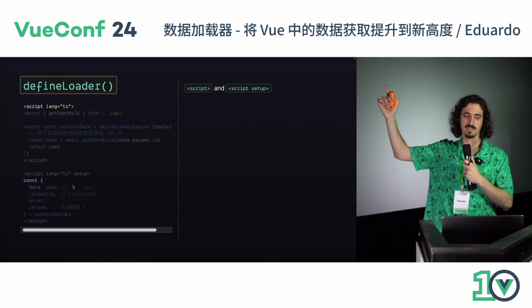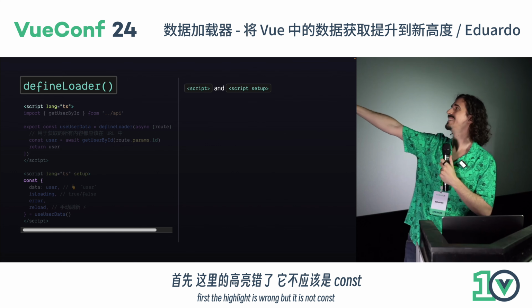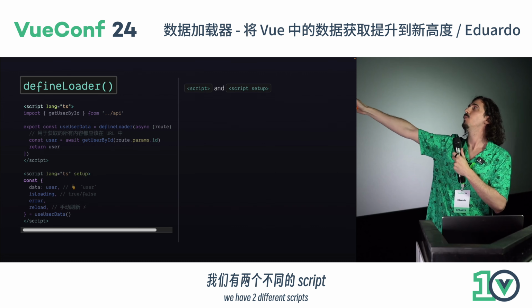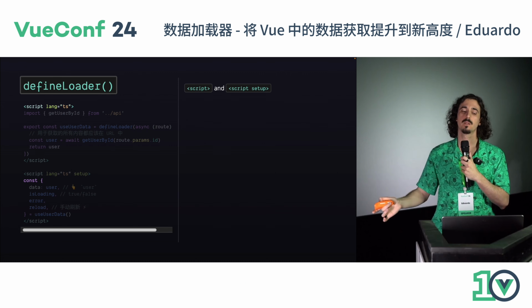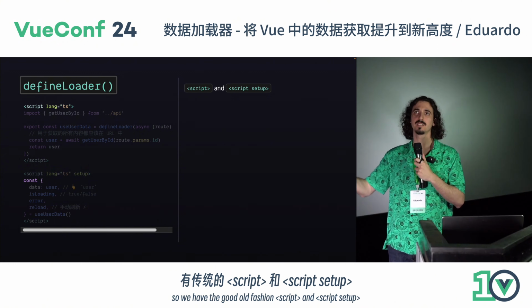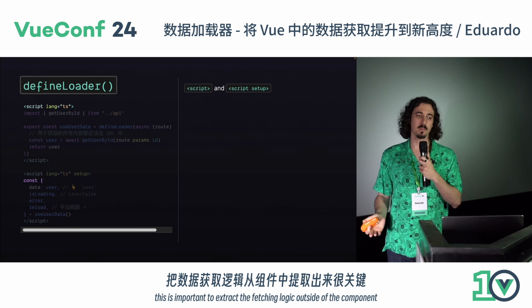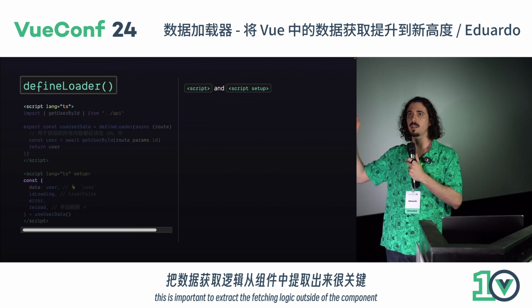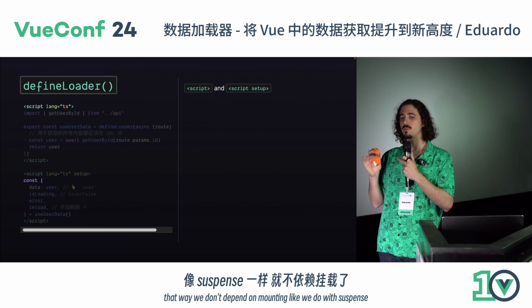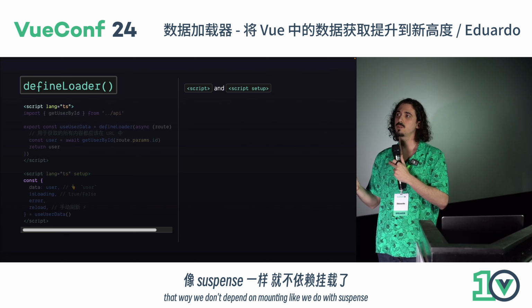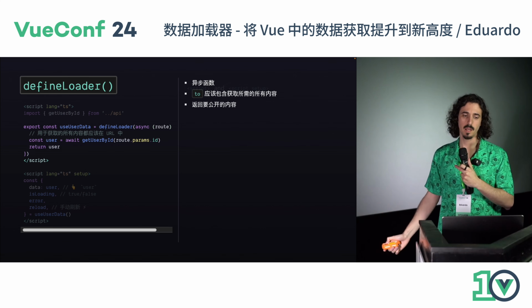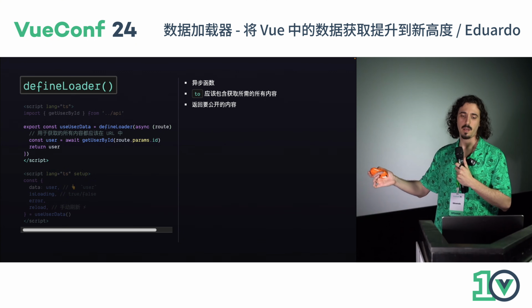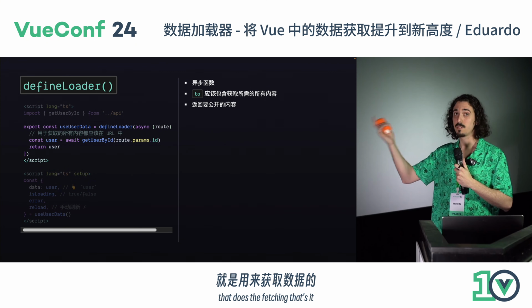First, I want to highlight script setup. We have two different scripts. So we have the good old-fashioned script and script setup. This is important to extract the fetching logic outside of the component. That way, we don't depend on mounting like we do with Suspense. Next, we have this defineLoader that has an asynchronous function that does the fetching.